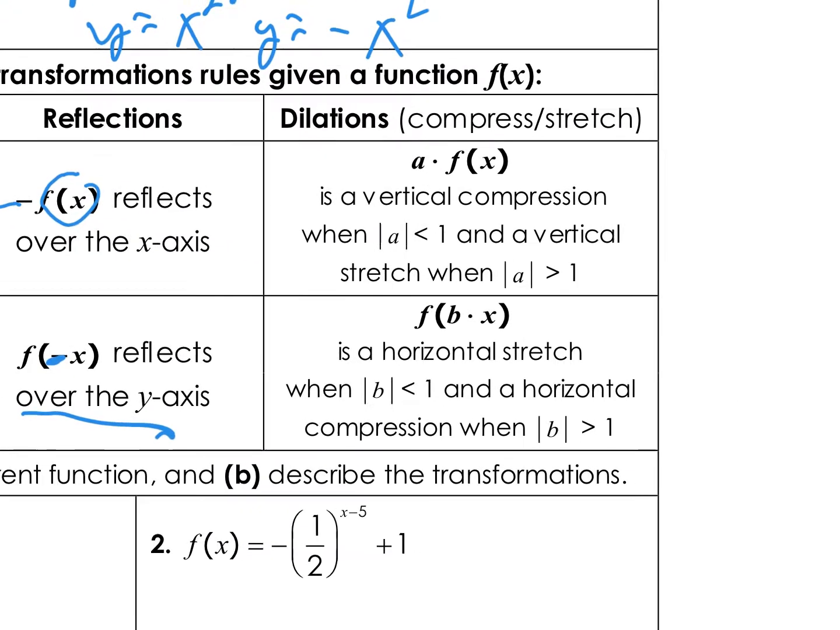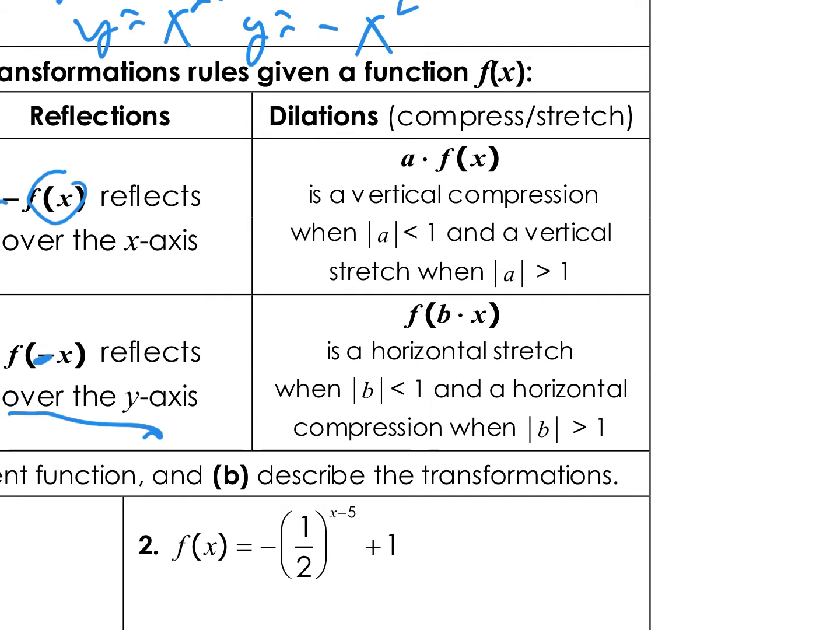What else can we talk about? Here's my A that we didn't have earlier in the other lesson. If A is a number where the absolute value of it is less than 1, we call that a vertical compression. I called it a vertical shrink. It pushes it down, it compresses it.